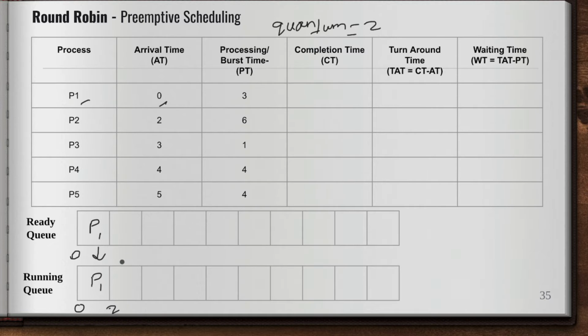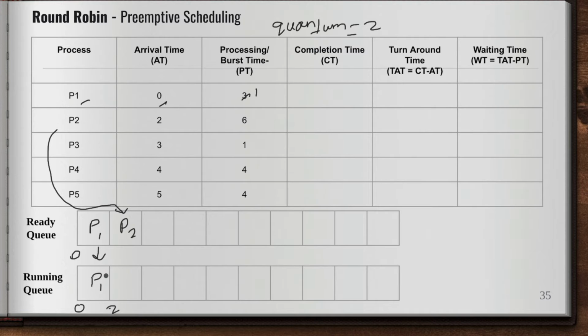Once we run it for 2 units, we check at time interval 2 whether any processes have arrived. Yes, we can see that P2 has arrived. So we place P2 into the ready queue. Are there any other processes at that time unit? No, there isn't. Since we've already executed P1 for an interval of 2, what is remaining is 1, because only 1 unit is remaining. Once we have brought whatever process had arrived at interval 2, we put that in the ready queue.